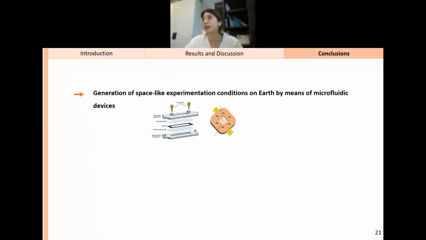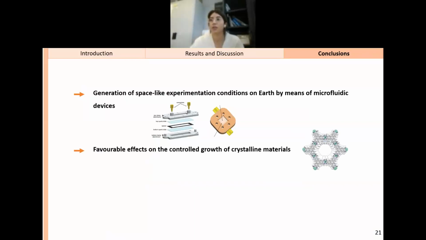So having said all of these, in conclusion, you can see that from the paper, they were able to generate these space-like experimentation conditions on Earth by means of these microfluidic devices that I've shown. Also, the microgravity effects had a favorable effect on the controlled growth of crystalline matter. And also, this can be extended to other systems, and these allow you to study new materials or play a little bit with the formation of new materials.